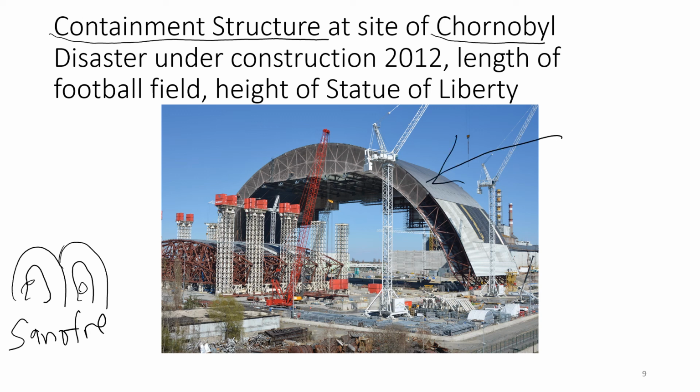So this is showing the building of the containment structure they were using to contain the radiation. This is the construction in 2012. This containment is now completed. But just to give you an idea of how large the containment area they built is, it's the length of a football field and the height of the Statue of Liberty. So that's huge. So even now, the radiation inside this area is still at very high levels.